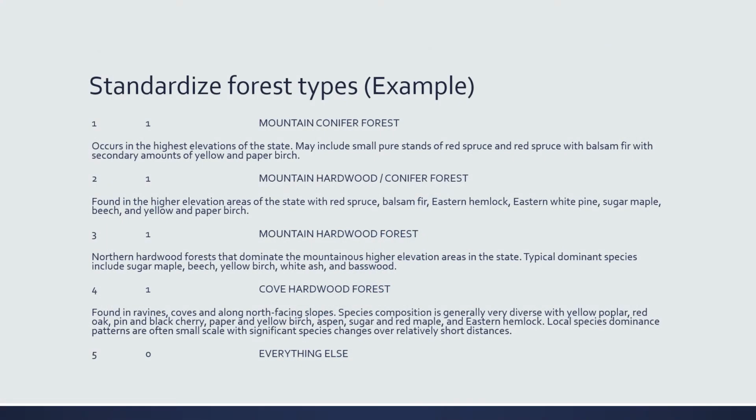Briefly about standardizing our forest types, and this is just an example. This does not mean these are the ones you have to select or that you even should select. I'm simply pointing out that if you look in that text document in the land cover folder, it'll tell you that mountain conifer forest occurs in the highest elevations of the state, may include small pure stands of red spruce with balsam fir, with secondary amounts of yellow and paper birch. That sounds like really good flying squirrel habitat, so mountain conifer is a good choice. You might also select these or others. In this case, I used 4, and of those 4, I'm going to reclassify them to a value of 1. And everything else will become a 0.